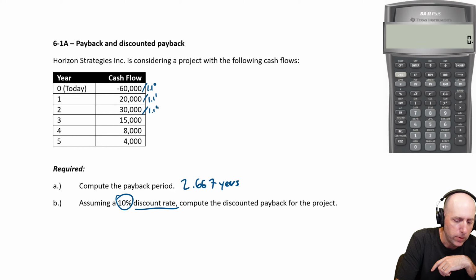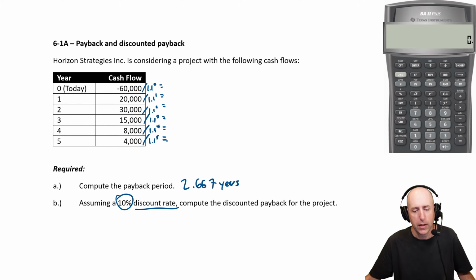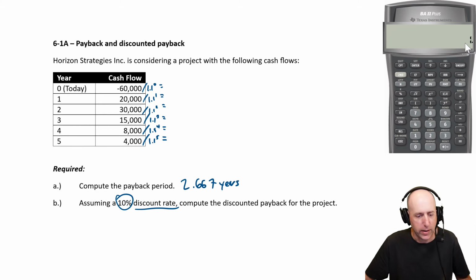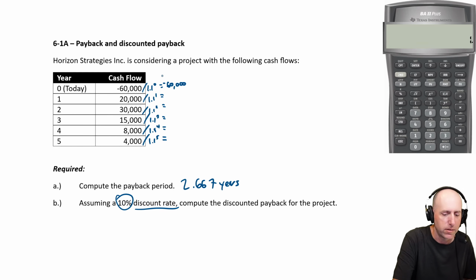This one divided by 1.1 to the power of 2, divided by 1.1 to the 3rd power, divided by 1.1 to the 4th power, and divided by 1.1 to the 5th power. And we're going to figure out what our discounted cash flows are. So again, 60,000 divided by 1.1 to the 0th power is just 60,000 divided by 1. You can see I did it in my calculator there. And so it's 60,000. And of course, $60,000 today is what it is in today's dollars.